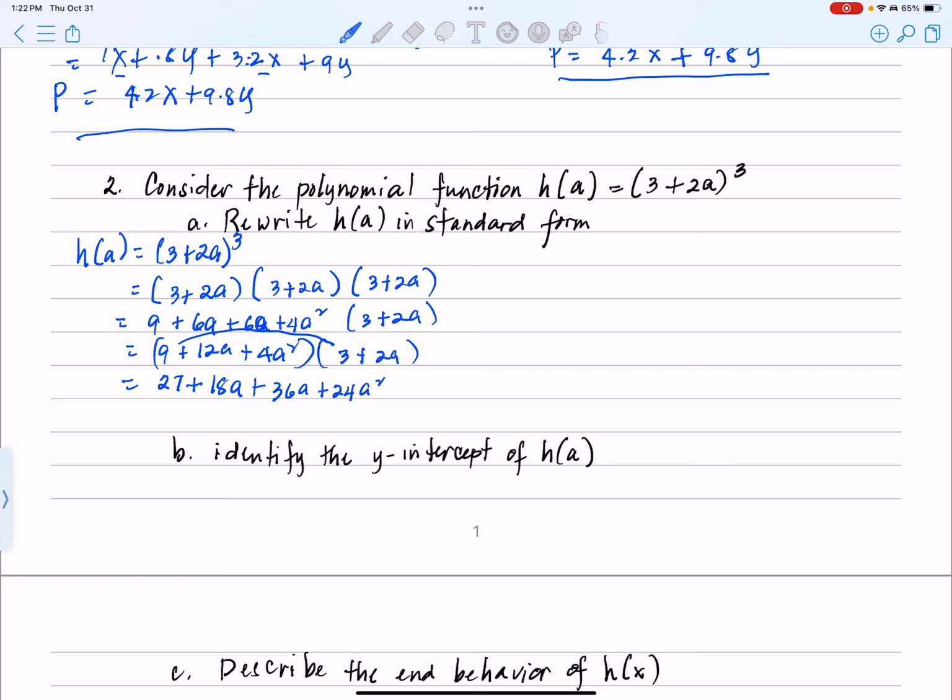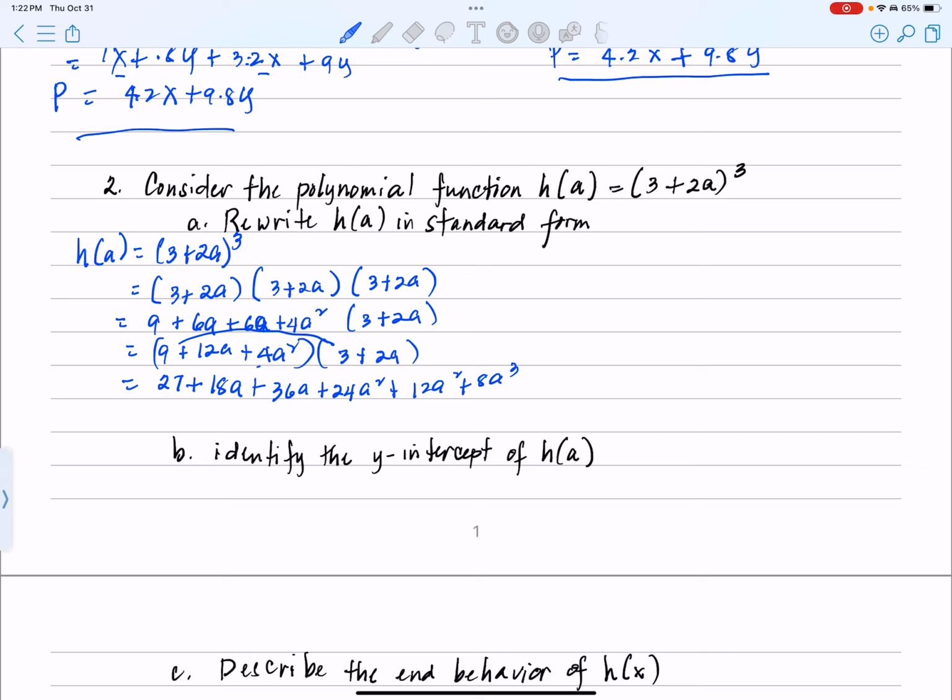Then you do 4A squared times 3, that is 12A squared. Okay, sorry for that. I messed up. I am on the third term. 4 times 3, that's 12A squared. Then 4 times 2A, that is 8A to the third power.